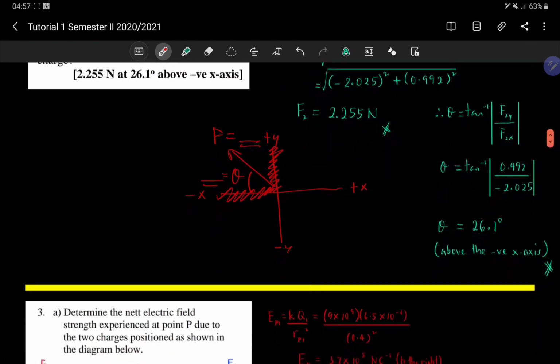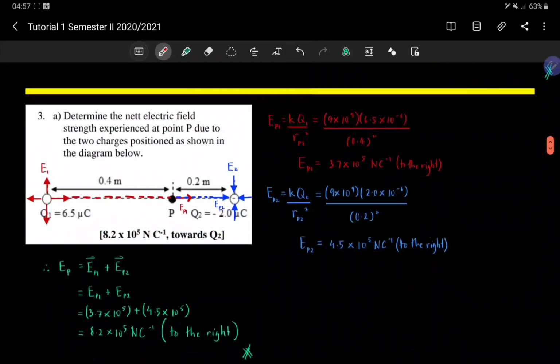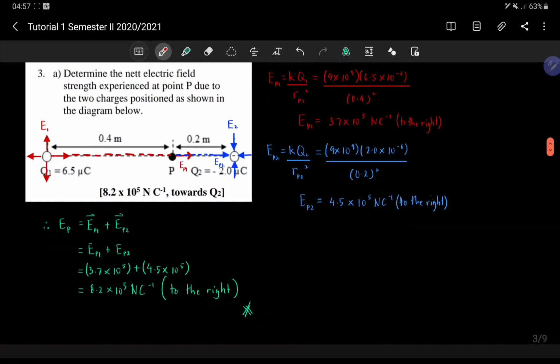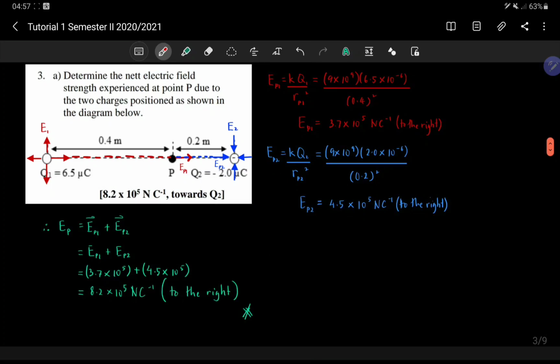Okay, next. Let's continue with question number 3. What do we have now? Number 3 is under electric field. Remember, in questions 1 and 2 we were discussing the electrostatic force, but now for number 3, we are discussing the electric field. Alright, so what is the question now?